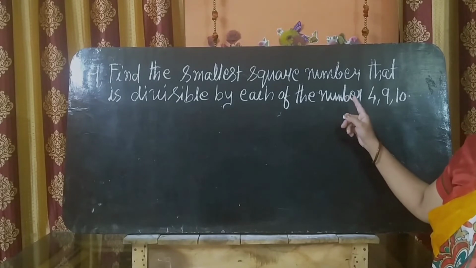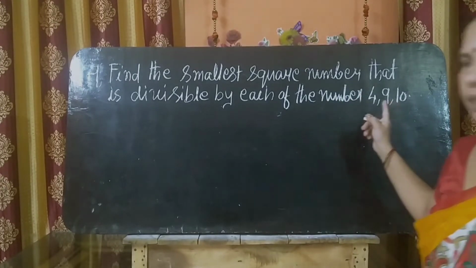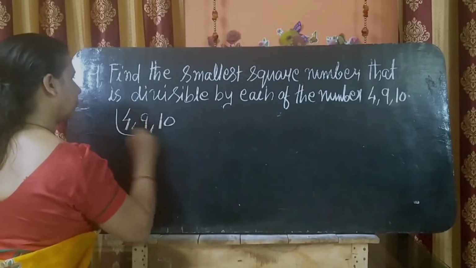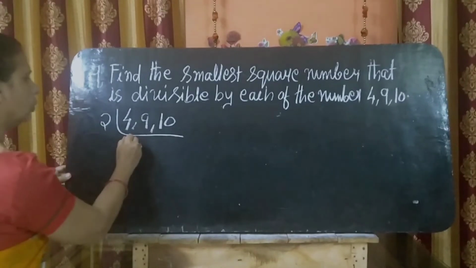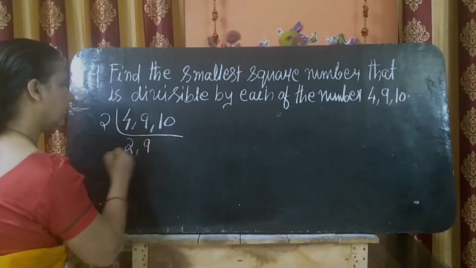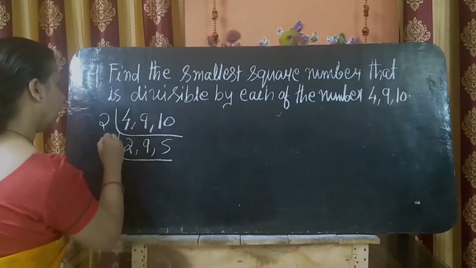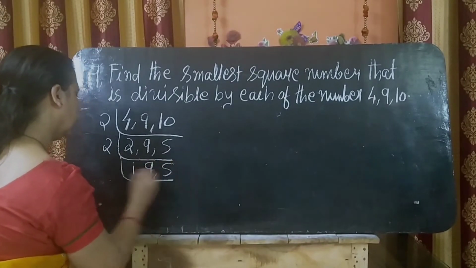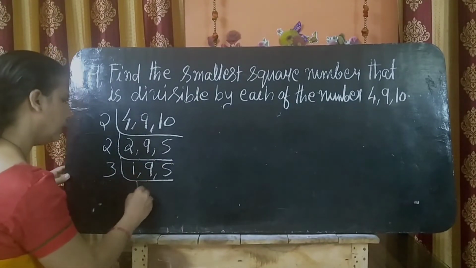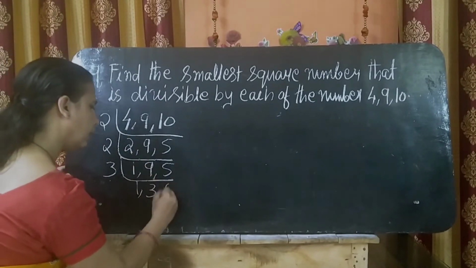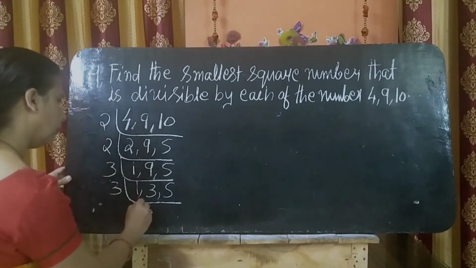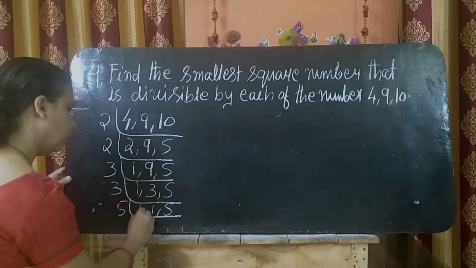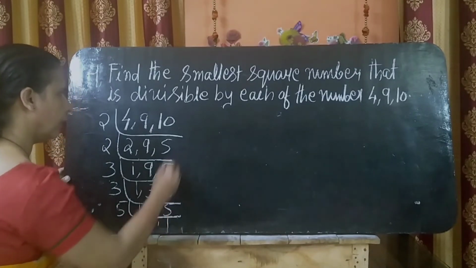For that we have to find out the LCM of 4, 9 and 10. You know how to find out the LCM of 4, 9 and 10. Then take the factor 2. 2 2s are 4. Then 9 take down. 5 2s are 10. Again factor is 2. 1 into 2, 2. Take down 9, 5. Again factor 3. 3 3s are 9, 5. Then factor 3. 1 into 3, 3. Take 5 down, then factor 5. 1 into 5, 5.